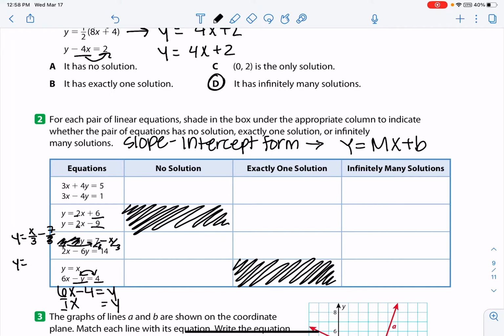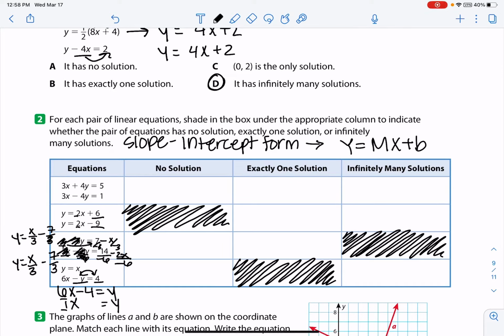For the bottom, I'll move my 2x over here, so I'll subtract 2x, and I'll divide everything by -6. So y is equal to, again, I've got x over 3, because that's 1/3 x, which is just x over 3, minus 14/6, which simplifies to 7/3. They're the exact same equation, so this is infinitely many solutions.